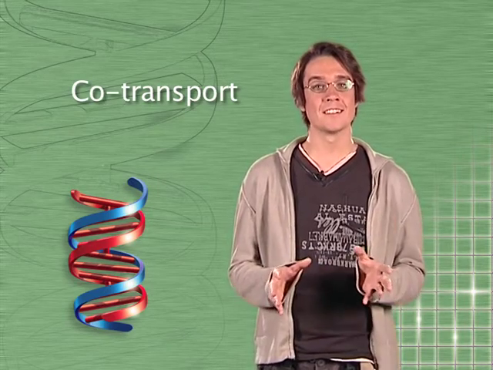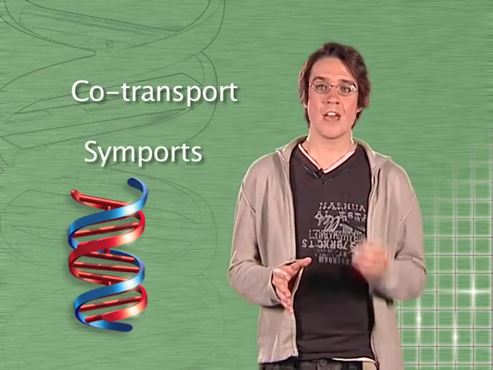This is known as co-transport, and the channels are symports. They transport two types of molecules in the same direction. The glucose then diffuses from the epithelial cells into the blood capillaries of the villi. Amino acids are absorbed in the same way, by co-transport with sodium ions.